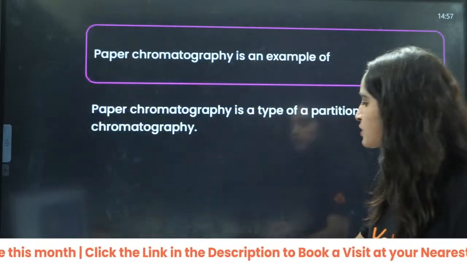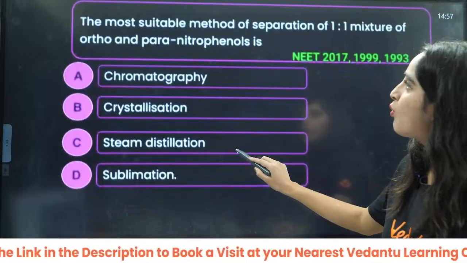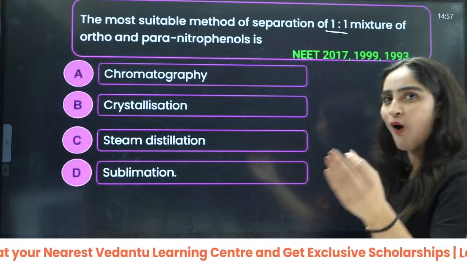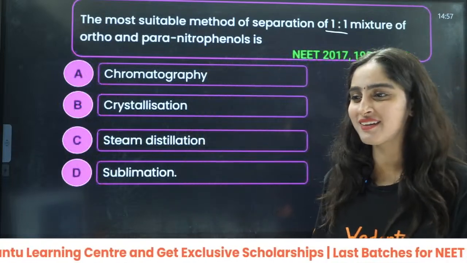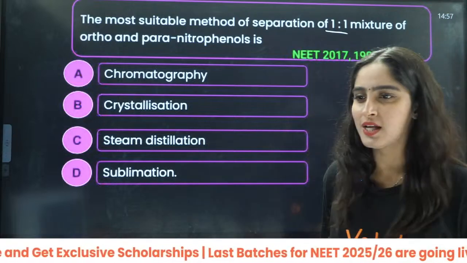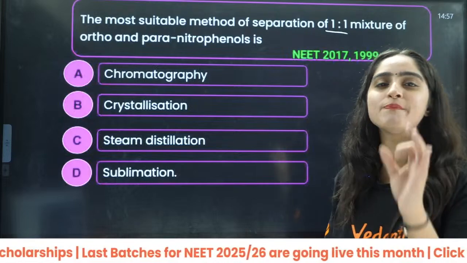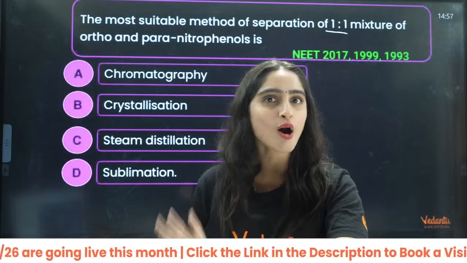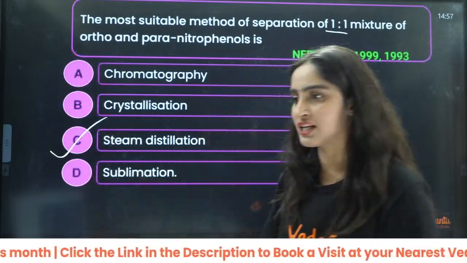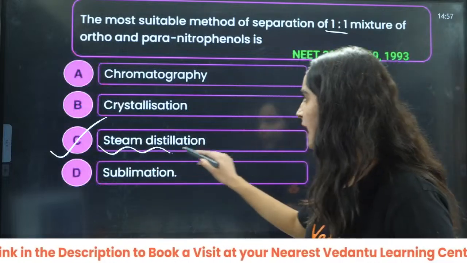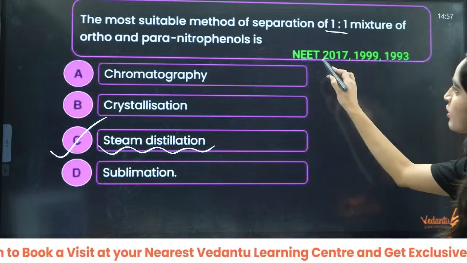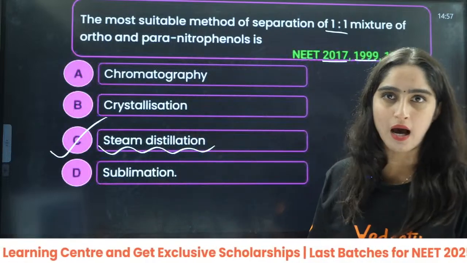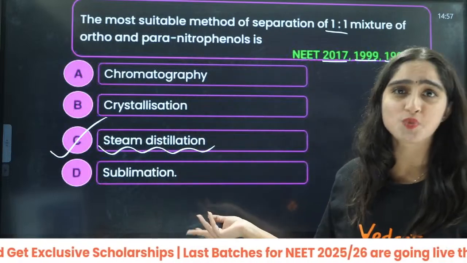Next question is: the most suitable method for separation of a 1:1 mixture of ortho and para nitrophenol. Everybody in the chat box, B for Baswa sir. Bilkul. The best method: ortho and para. Ortho is steam volatile. Para is not steam volatile. So we will say steam distillation. C is the best method here. That is NEET 2017, 1999, 1993. The same simple question has been asked, because that is the line of your NCERT.